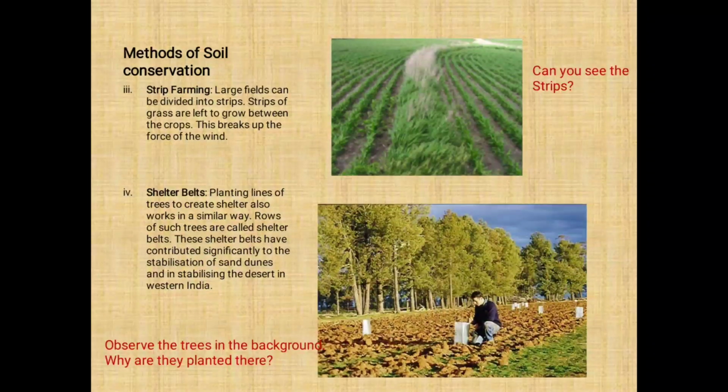Next one, methods of soil conservation, which include strip farming. Large fields can be divided into strips. Strips of grass are left and grown between the crops. This breaks up the force of wind, so the central part of the main crop will grow easily. Next one, shelter bed. Planting lines of trees to create shelter works in a similar way. Rows of such trees are called shelter beds. These shelter beds contribute significantly to the stabilization of sand dunes and stabilizing the desert in western areas.